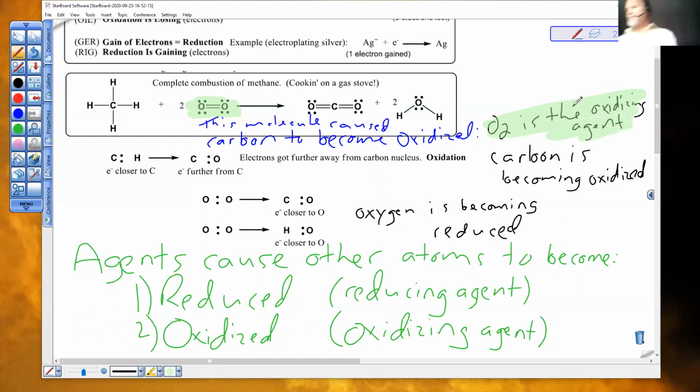Flip the script. Let's talk 2 seconds about hydrogen. In hydrogen here, the electrons started closer to carbon, the other atom. In the end, the electrons are still closer to the other atom. Did those words change? They did not. Hydrogen didn't undergo oxidation or reduction. So that's the end of hydrogen's story. They stayed left of halfway for hydrogen here, and they end up left of halfway here. So we're not going to talk about hydrogen here. It's carbon and oxygen.